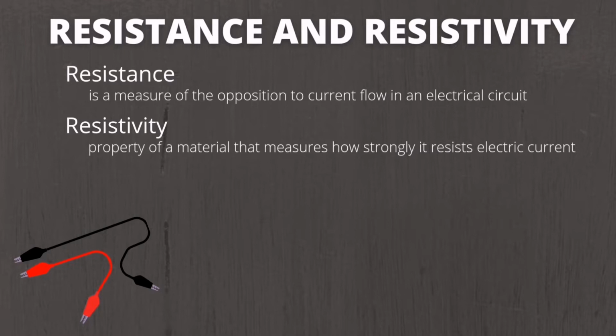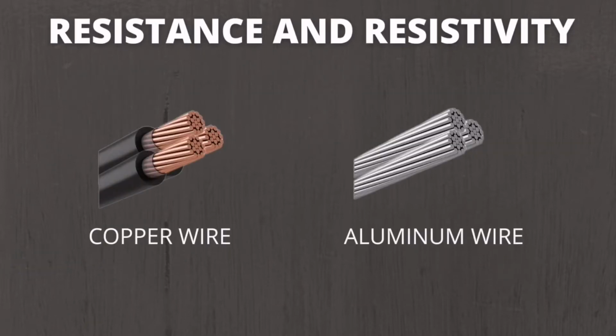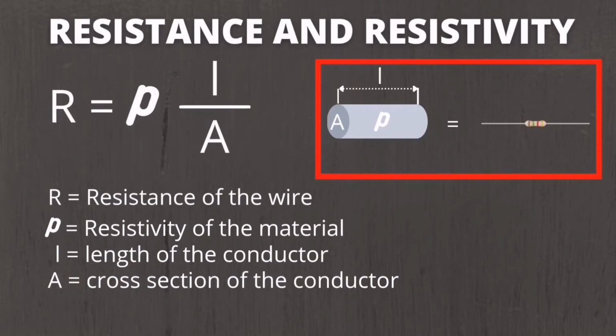It is the property of a material that measures how strongly it resists electric current, meaning every type of material used as a conductor, for example copper and aluminum wire, has a different resistivity. In this photo are examples of copper and aluminum wire, which are generally used as conductors. Later, you will learn why these two types of materials are usually used.